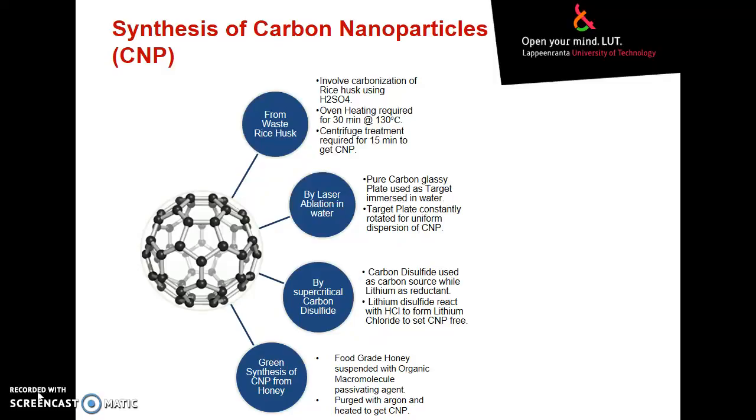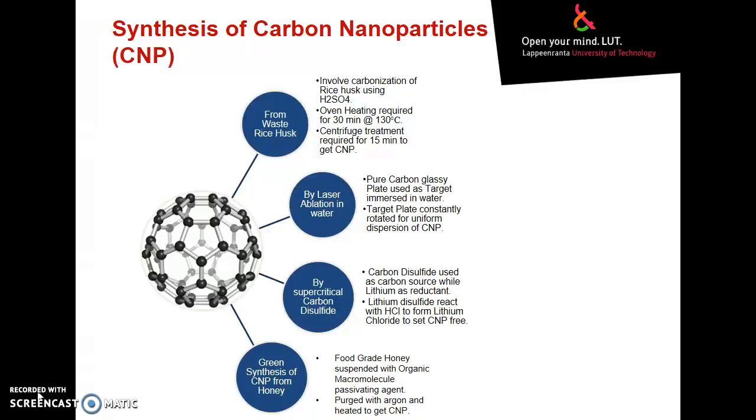The first one is the synthesis of carbon nanoparticles from waste rice husk. In this process, the carbonization of rice husk is done using sulfuric acid, and high temperature is needed. At 120 degrees Celsius and after 30 minutes of heating, we get a black residue which needs further treatment using a centrifuge to get pure carbon nanoparticles.